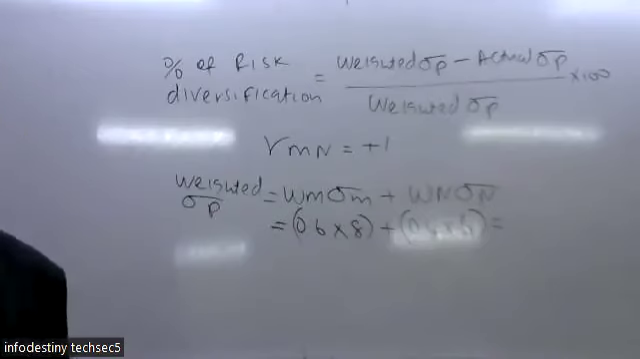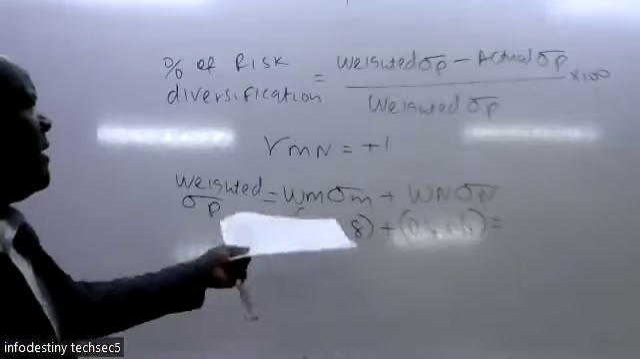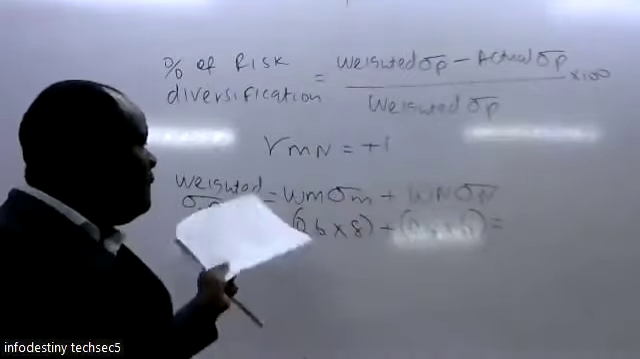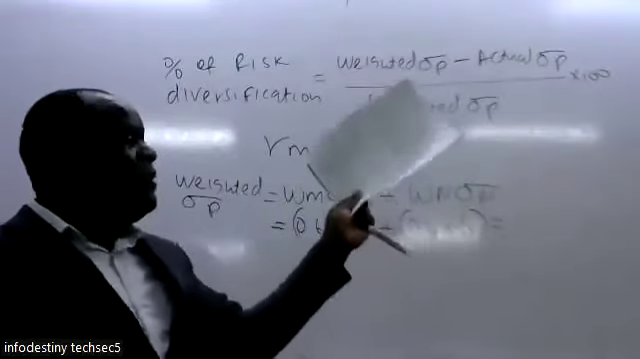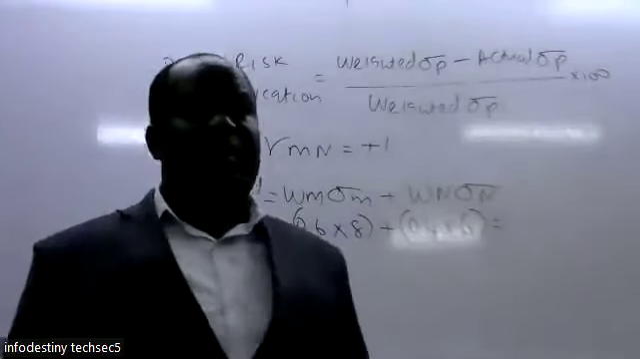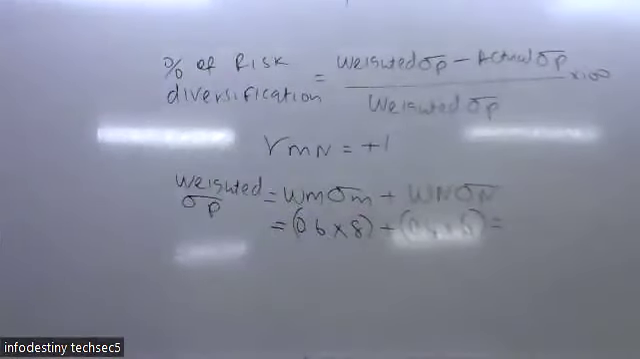7.2. So that is how to get the weighted standard deviation. It is determined by this correlation coefficient. If it is positive, we add. But if you get a negative, we subtract. So that is what we should be able to have for that question.